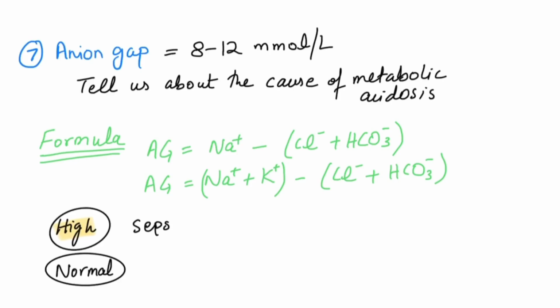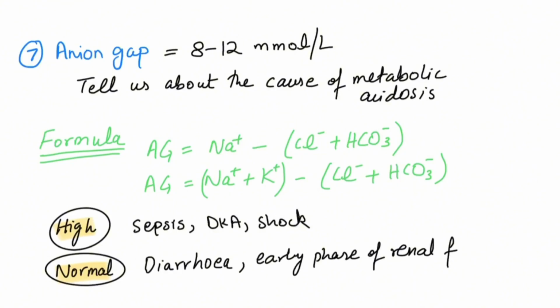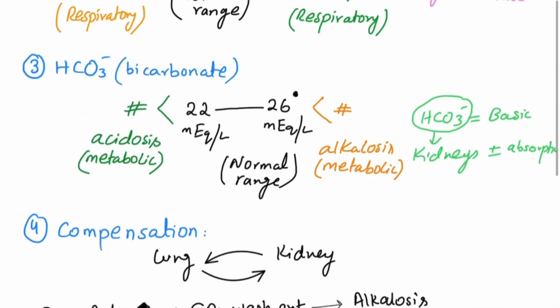There are a few conditions in which it could be high, for example, in sepsis, in diabetic ketoacidosis, in case of shock as well. And this anion gap can be normal in case of diarrhea. It could be normal in the early phase of renal failure, and also in cases when we have given a very excess amount of normal saline, which can lead to a rise in chloride level, and that will depict a picture of a normal anion gap.